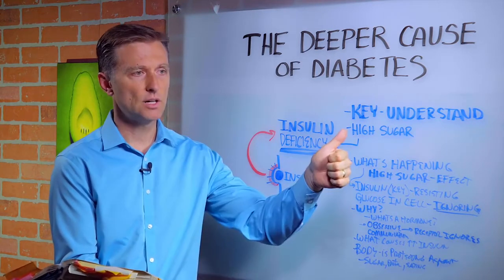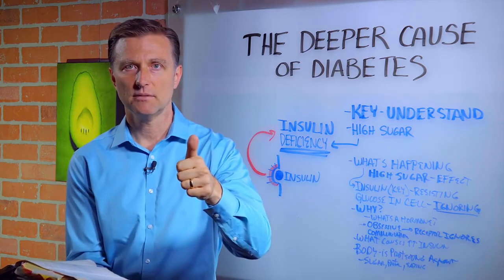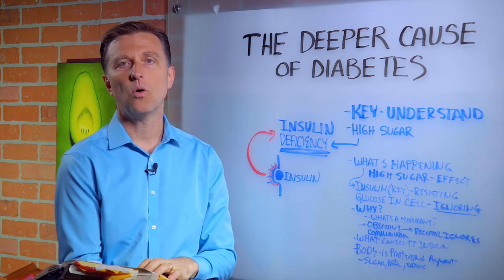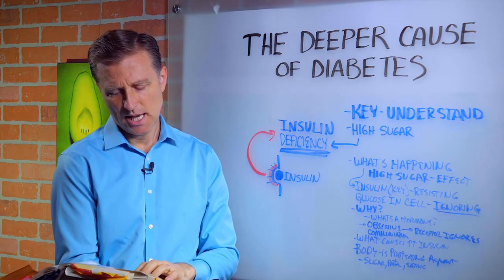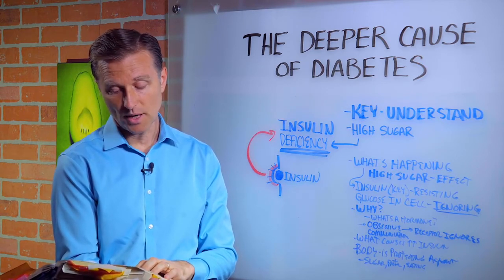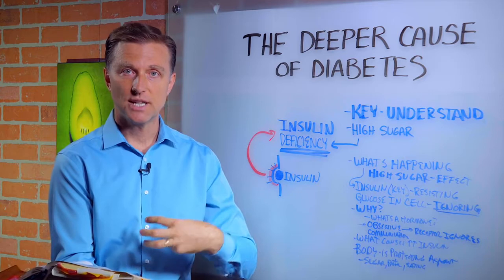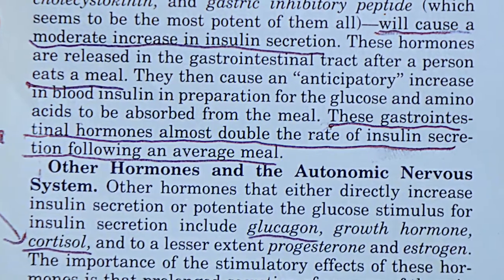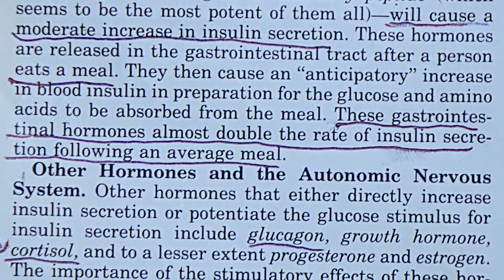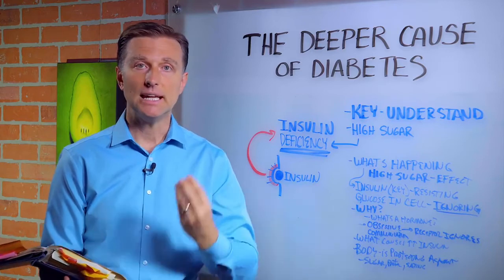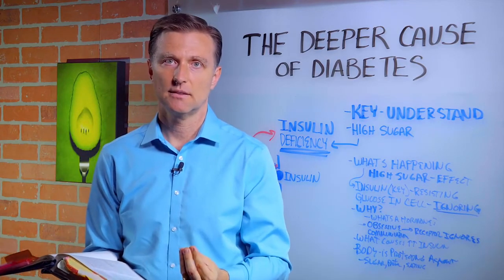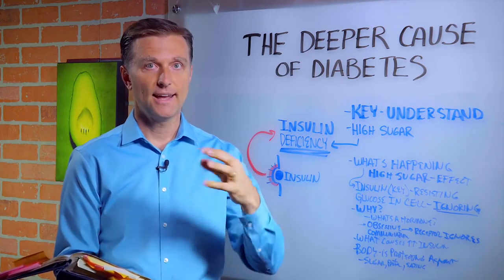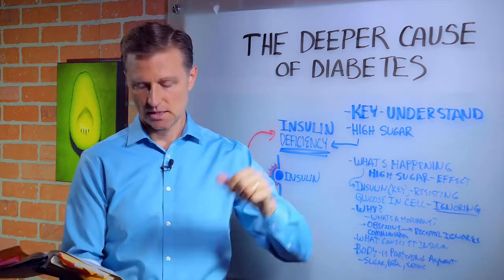Next thing, so we know sugar, protein to some degree, protein with sugar to a greater degree. The third thing, gastrointestinal hormones. Okay, what is that? Well, basically hormones that are triggered in your digestive system when you eat. It says the gastrointestinal hormones almost double the rate of insulin secretion following an average meal. What does that mean? It means that eating in general triggers insulin. Okay? So we got sugar, protein, sugar with protein, and eating triggers insulin.